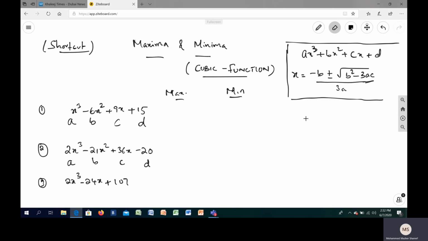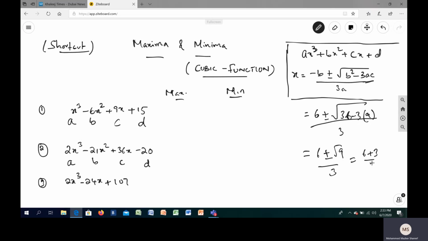So negative 6, I'm working out the root now. It will give me positive 6 plus or minus the square root of 6 squared, that is 36, minus 3 times a, which is 1, and c, which is 9, divided by 3 times a, that is 3. Upon solving, I get the root of 9 over 3, which makes it 6 plus 3 over 3, or 6 minus 3 over 3. So the roots I get for x are 1 and 3.